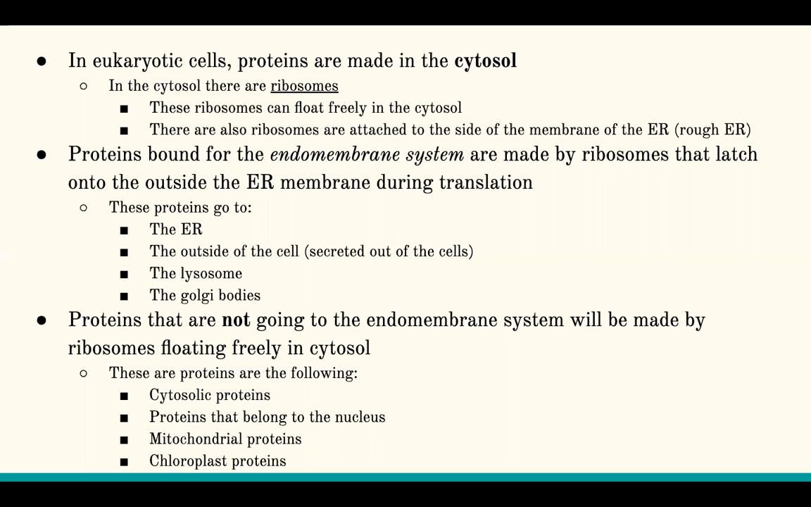Proteins that don't go through the endomembrane system will be made by ribosomes that are freely floating in the cytosol. These proteins include mitochondrial proteins, nuclear proteins, and cytosolic proteins, as well as chloroplast proteins. But I don't think we'll be talking about chloroplast proteins for the purpose of this class.